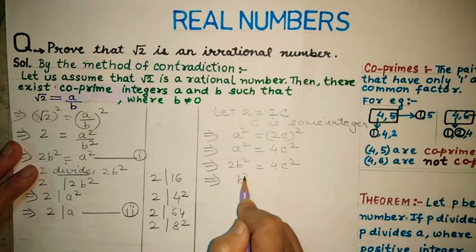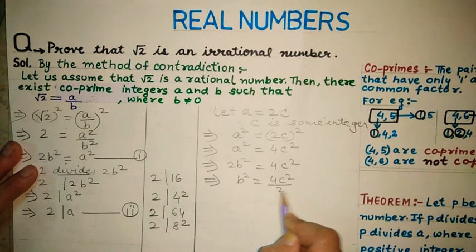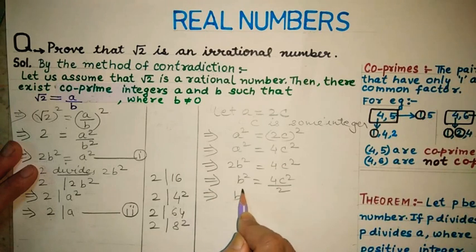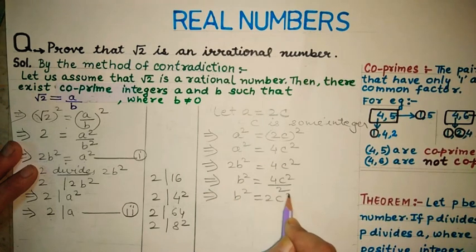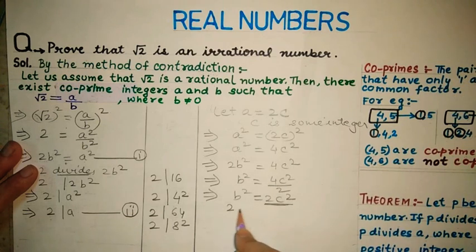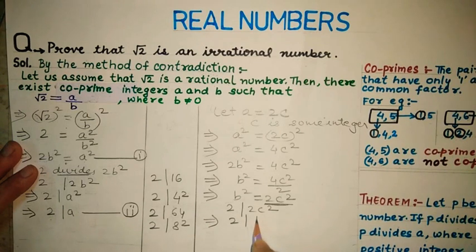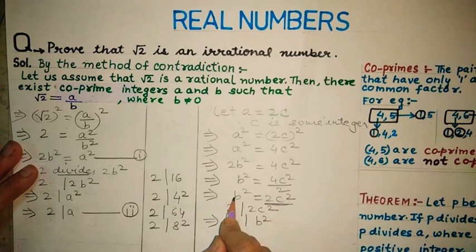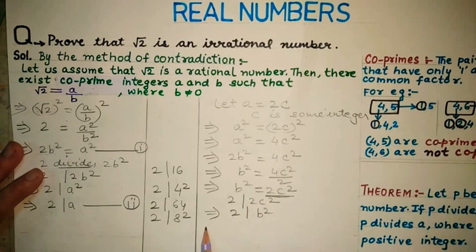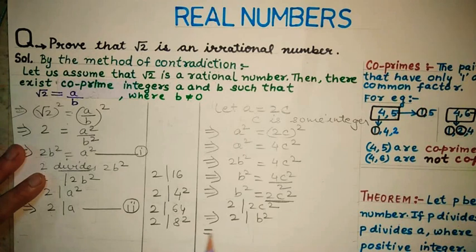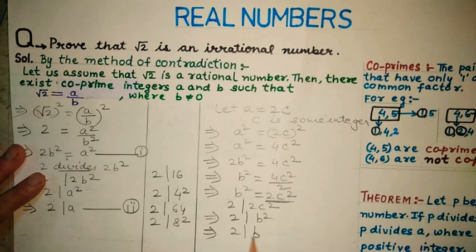Next, b square is equal to 4c square upon 2, which implies b square is equal to 2c square. Now we can see that 2 divides 2c square, which implies 2 divides b square, because 2c square is equal to b square. So 2 divides b. This is our third result.